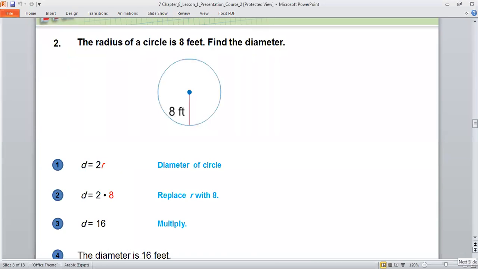The radius of the circle is 8 feet. Look, this is the radius. The line segment joining the center and any point on the circle is called the radius. The red line here, which joins the center, this blue point, called the center, and any point on the circle, I can call the radius.